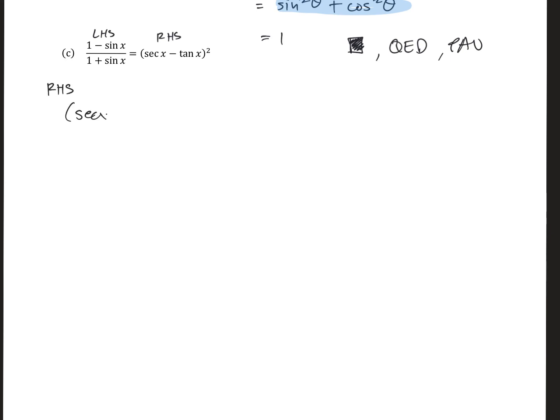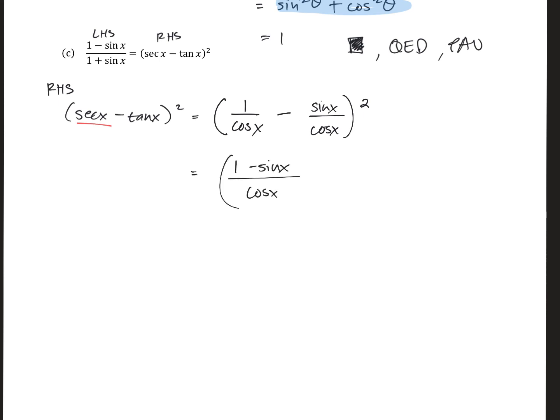So we'll start with secant of x minus tangent of x squared and see if we can end up with the left-hand side. So my plan, let's write this in sine and cosine. So secant, written in sine or cosine, would be 1 over cosine of x. And then tangent would be written as sine x over cosine of x squared. Hey, what do you know? They have the same denominator. So we can go ahead and rewrite this. So that'll be 1 minus sine x over cosine of x. Still squared.